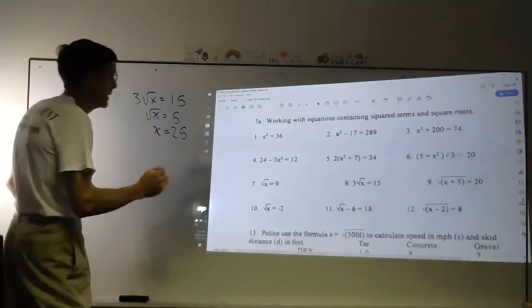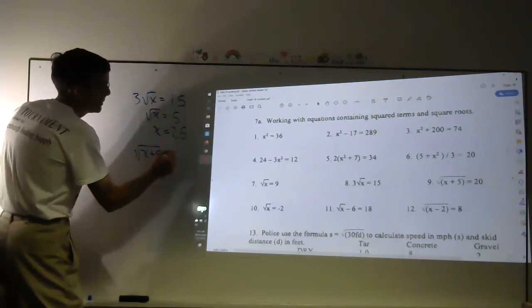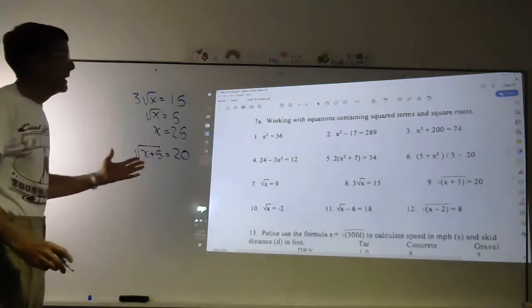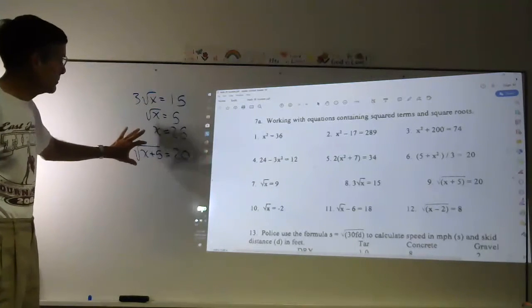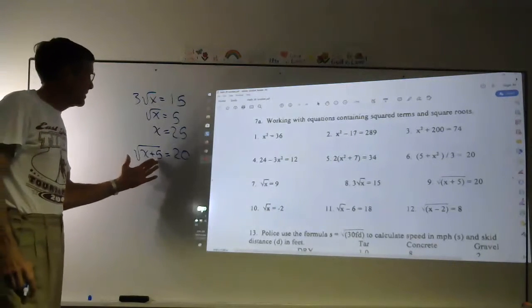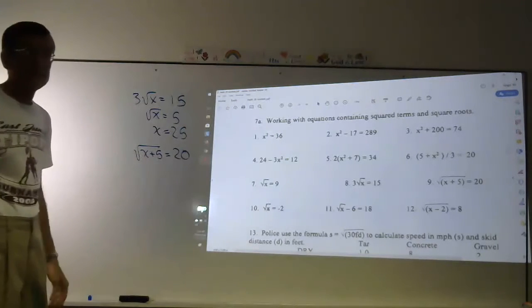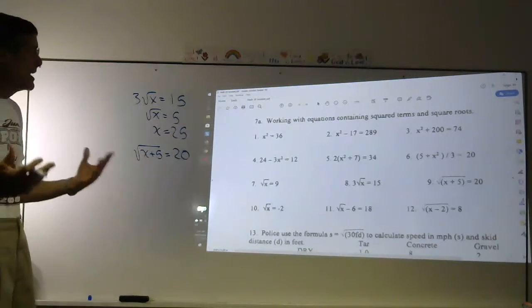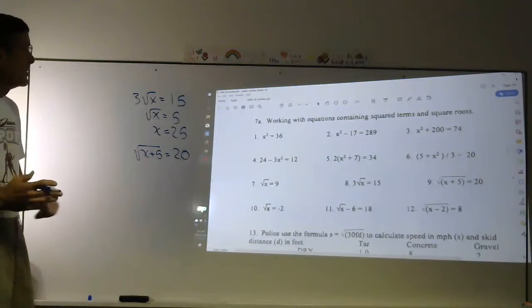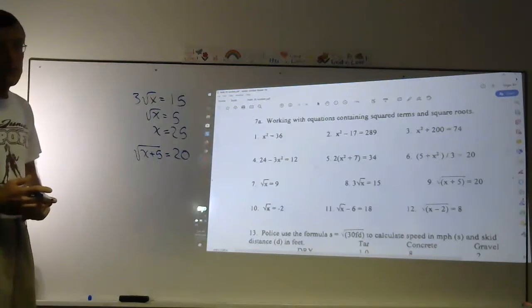Okay, so the number is just 25 as your answer to the problem. How about number 9? The square root of x plus 5 is equal to 20. You already have the square root by itself, okay? So the square root of something is 20, all right? So now this gets a little trickier. So let's go back up here and once again look at this problem. Then we're going to come down and talk about this one.